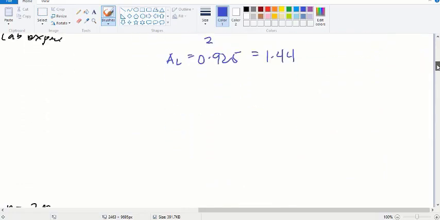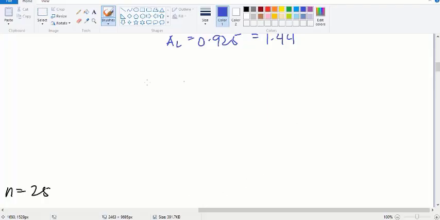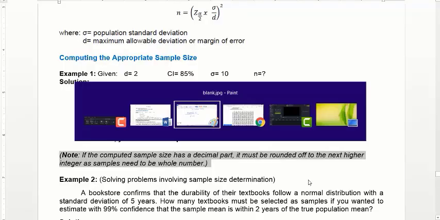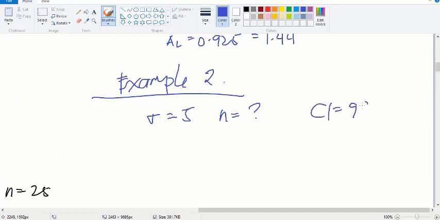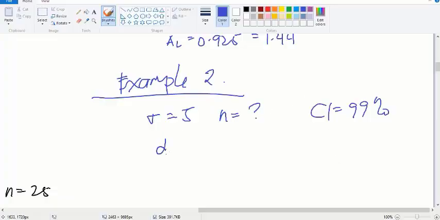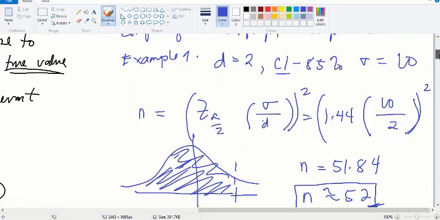So, let's try a different example. We have a word problem here. So, a bookstore confirms that the durability of their textbooks follow a normal distribution with a standard deviation of 5 years. Okay. So, isulat natin kaagad yun. Standard deviation, 5 years daw. Okay. How many textbooks must be selected? So, ilan ang sample size? If you wanted to estimate, confidence level 99%, that the sample mean is within 2 years of the true population mean. So, D is equals to 2. That is the allowable, ano nga yung ibig sabihin ng D? Maximum allowable margin of error.